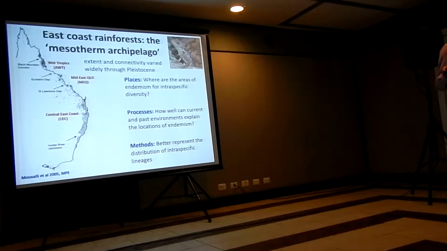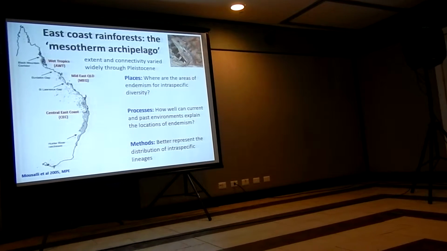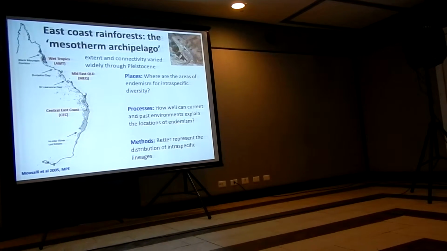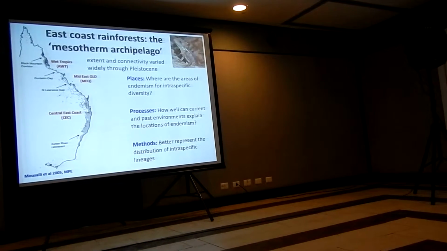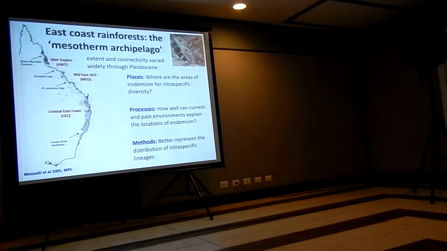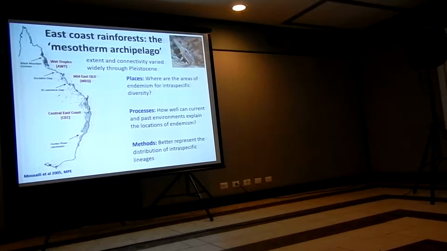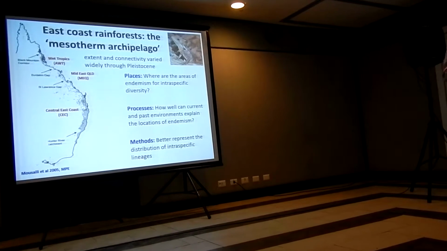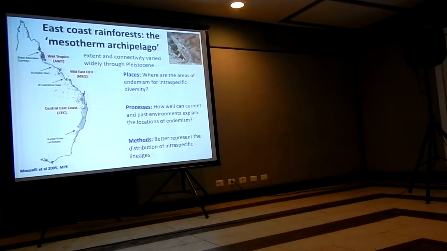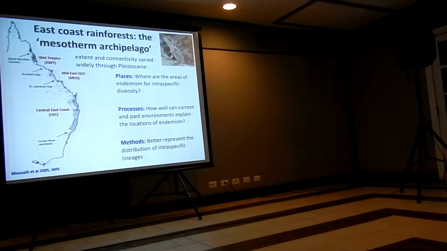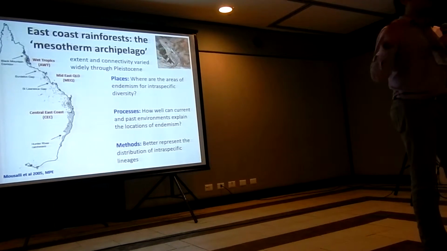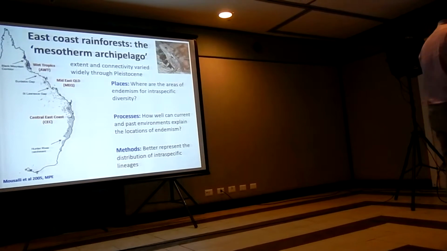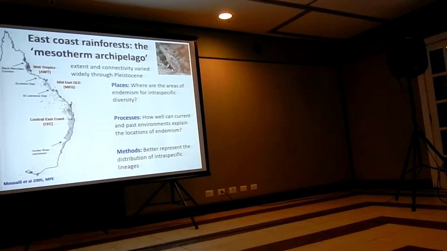And there are 3 questions that I want to be able to answer. Firstly, where are the areas of interspecific endemism within this system? And secondly, how well can stability, current and past habitat, explain the locations of those areas? And as you'll see, to do this we actually need a better way of estimating the distribution of interspecific lineages, and so I'll be presenting that method to you.